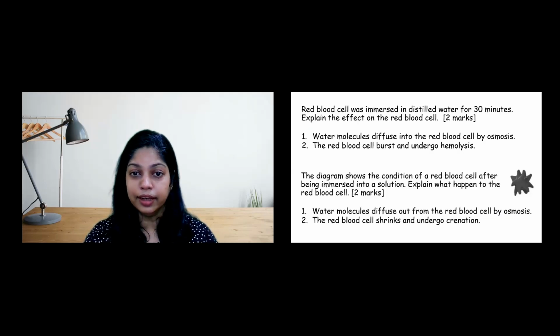When a red blood cell is immersed in a hypotonic solution, water molecules diffuse into the red blood cell by osmosis. The red blood cell bursts and undergoes hemolysis. When a red blood cell is immersed in a hypertonic solution, water molecules diffuse out from the red blood cell by osmosis. The red blood cells shrink and undergo crenation.